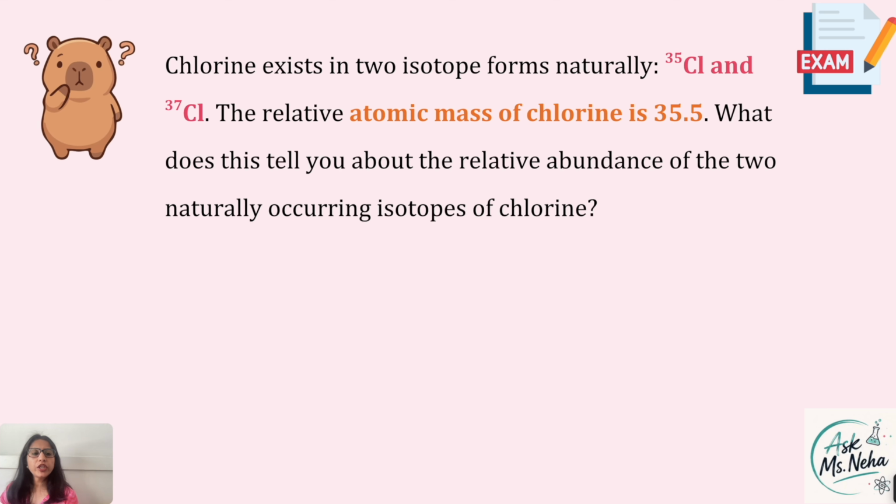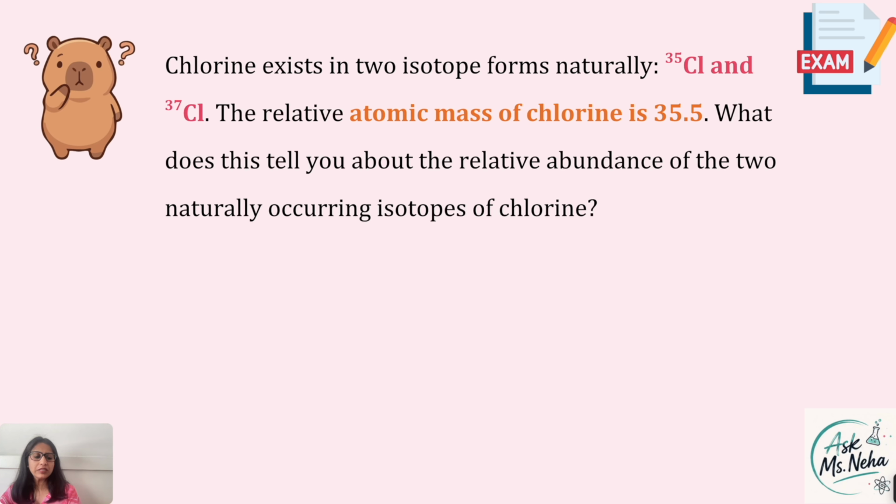Another exam style question for this topic is like that. Chlorine exists in two isotope forms naturally, chlorine 35 and chlorine 37. The relative atomic mass of chlorine is 35.5, which is what is listed on the periodic table. What does this tell you about the relative abundance of the two naturally occurring isotopes of chlorine?